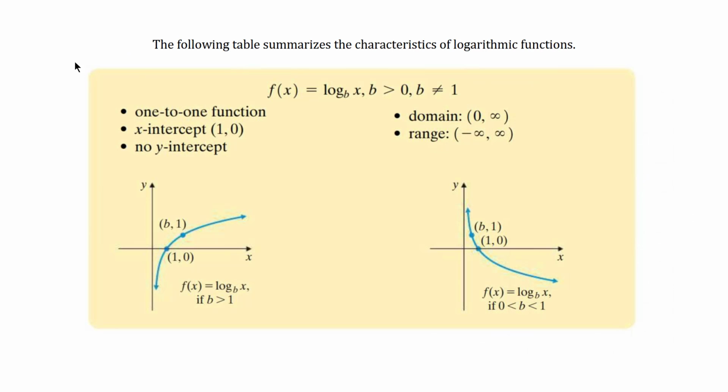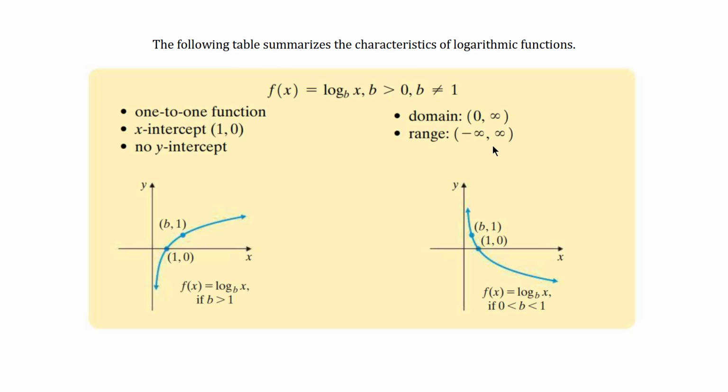The last thing we have is a table that summarizes the characteristics of logarithmic functions. For the function f of x equals log base b of x, where b is greater than 0 and b not equal to 1, we have that this logarithmic function is a one-to-one function. The x-intercept would be at the point 1, 0. There are no y-intercepts. The domain would be parenthesis 0, infinity, close parenthesis. The range would be parenthesis -infinity, infinity, close parenthesis.